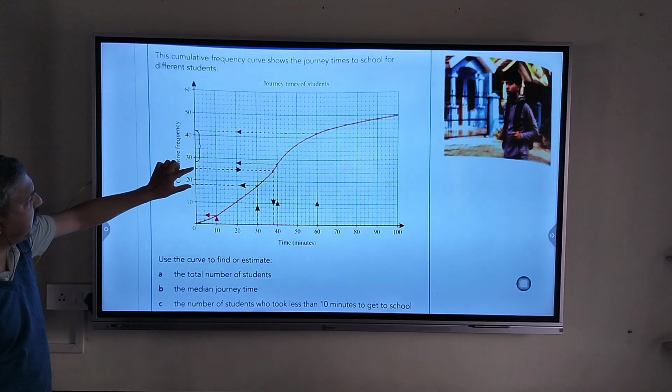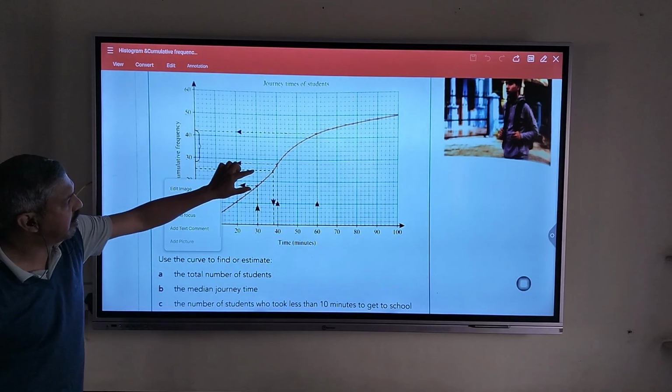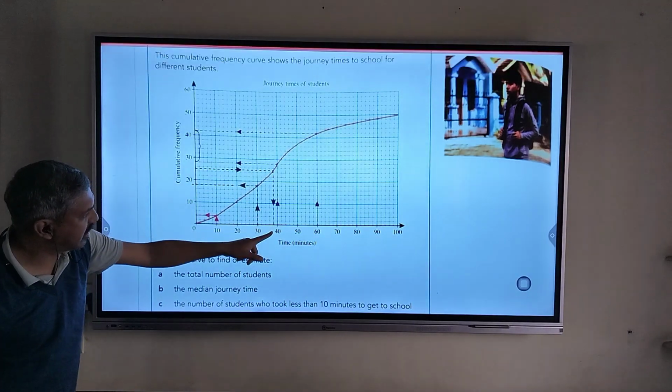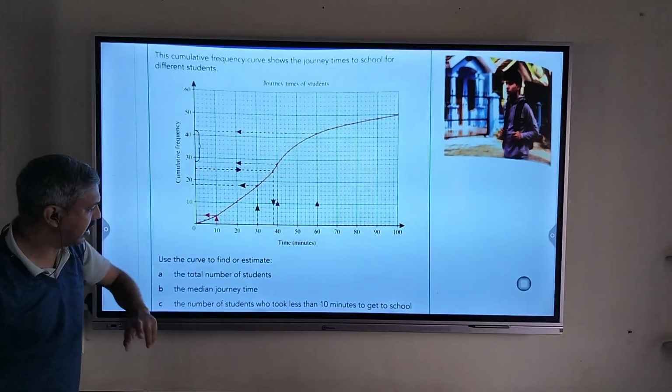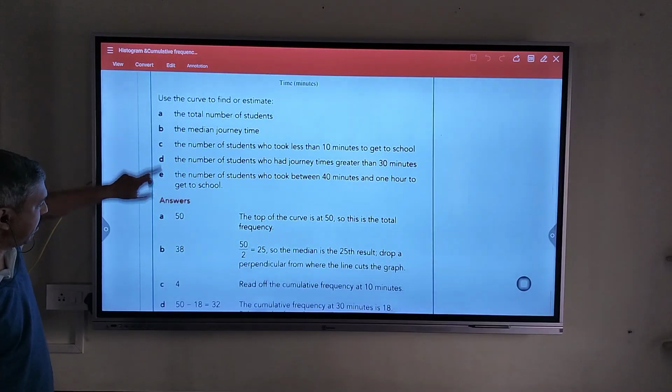Between 20 and 30, here is 25. So from here, draw a line. Take the line here. This is 38, I think. The median journey time is 38.